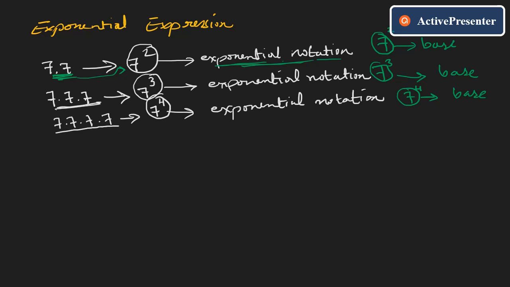Why we wrote, for example, 7 multiplied in 7 multiplied in 7 multiplied in 7 equals to 7 to the power 4? Because the base, or 7, is a factor 4 times of this expression. 7 is a factor 4 times.